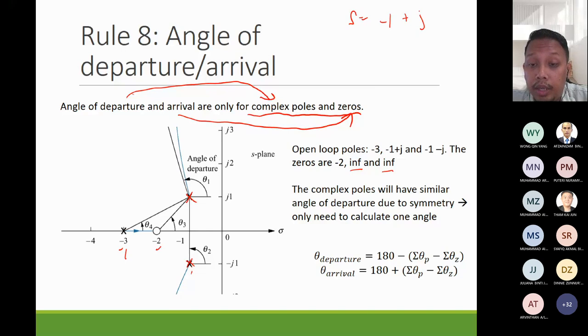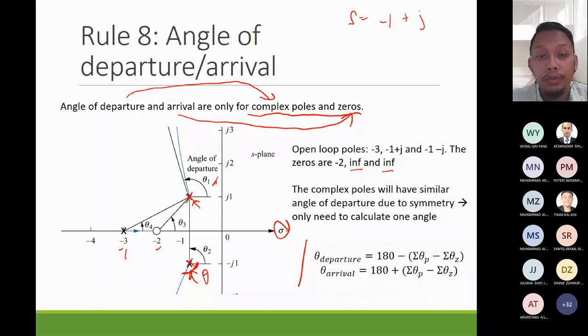So the complex poles will have similar angle of departure due to symmetry. So this poles here and this poles here will have the same angle of departure. Sebab symmetry tadi, rules number 3. Okay, so rule number 3 or rule number 4, I forgot. Saying that the root locus is symmetry about real axis. Okay, so it's enough if you can calculate this angle only, this first angle theta 1. So you don't have to calculate this angle. So let's say theta, because this angle and theta 1 here has the same value. Okay. So the formula is this.